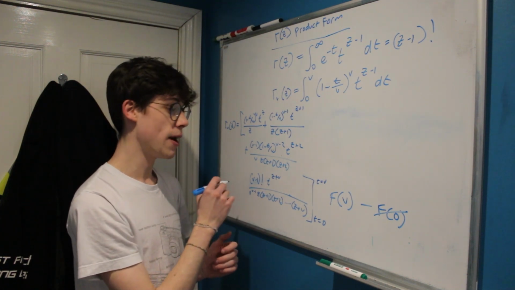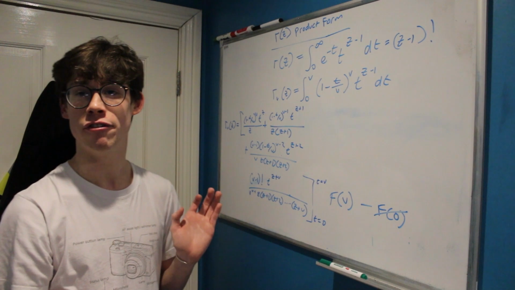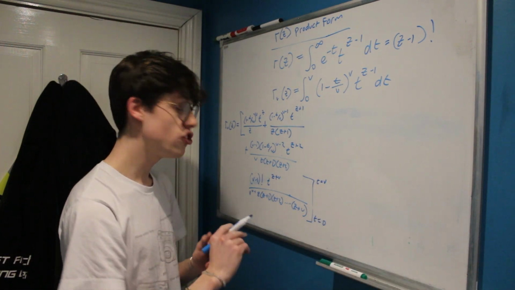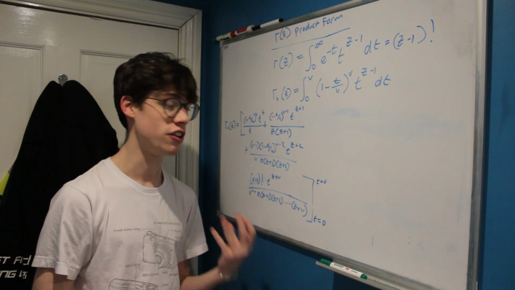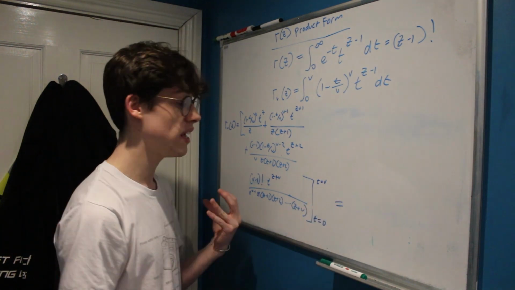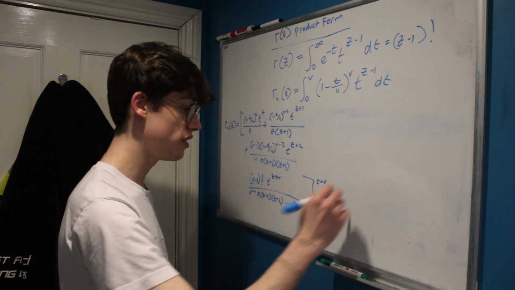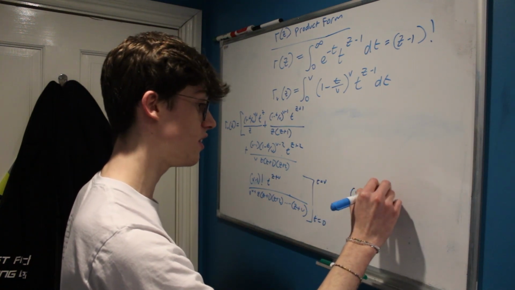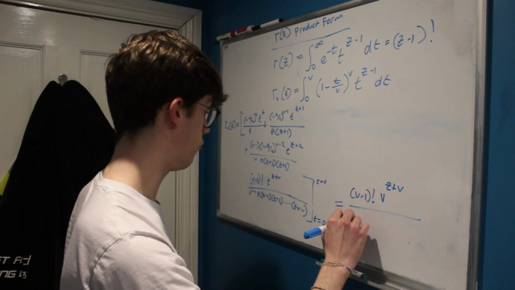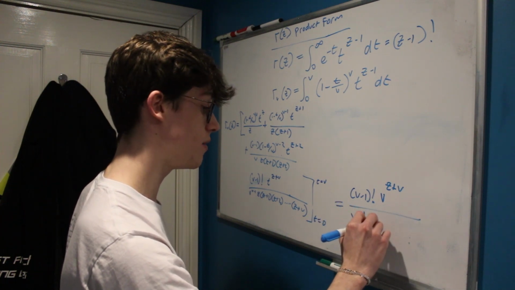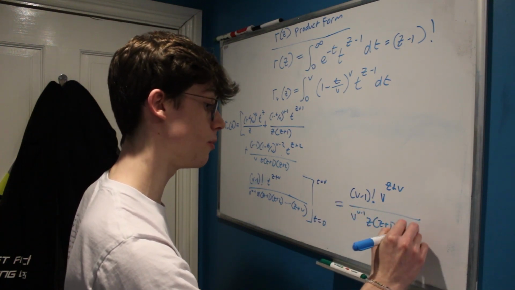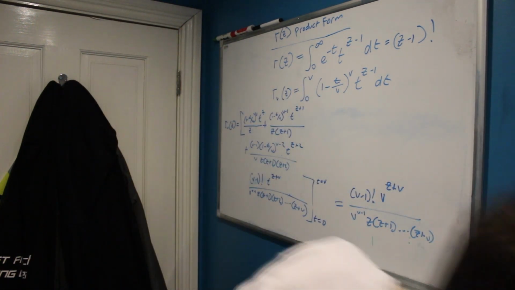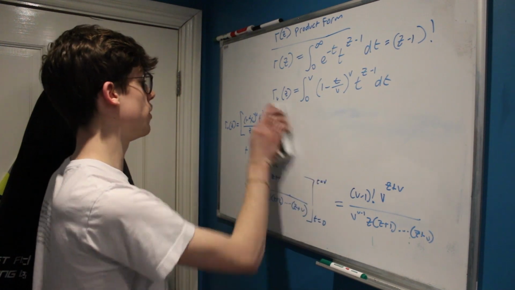And that means that evaluated at F of v, this entire integral is just equal to the vth term of the sum where t is equal to v. In other words, v minus 1 factorial times v to the z plus v over v to the v minus 1 times z plus 1 all the way up to z plus v. So let's make some space now to have a look at what this is telling us.